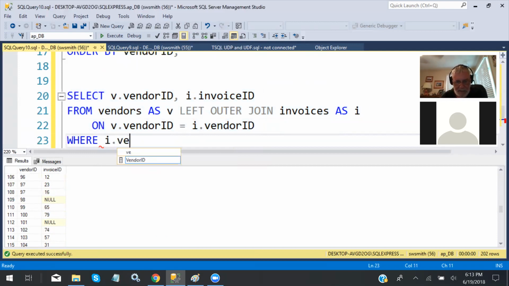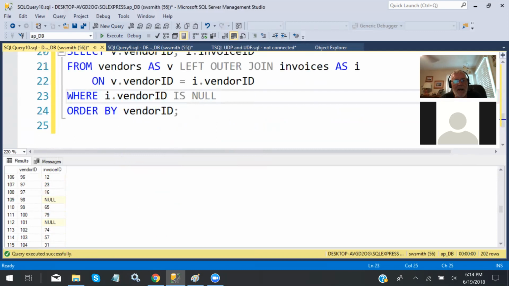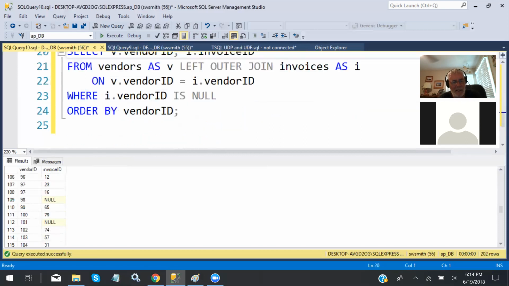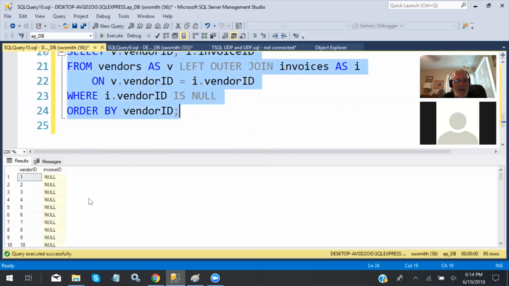Where I dot invoice ID is null. If I put this in there, it doesn't make much sense to have I.vendor ID in there. I can put it in there, but all I'm going to see there is nulls because that's what I've got. But let's go ahead and run this. I'm going to see a whole bunch of nulls. And so I see that I have 89 vendor IDs that have no invoices.